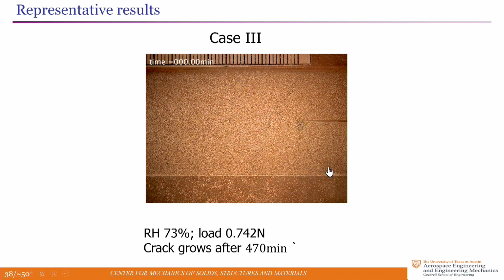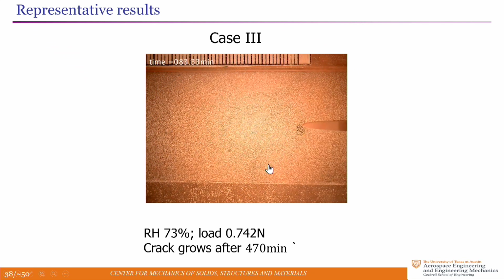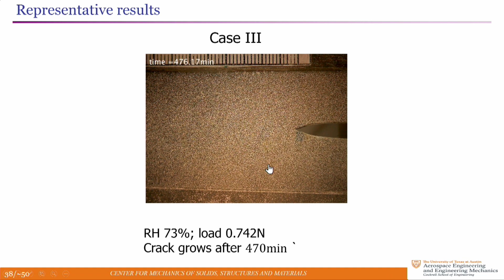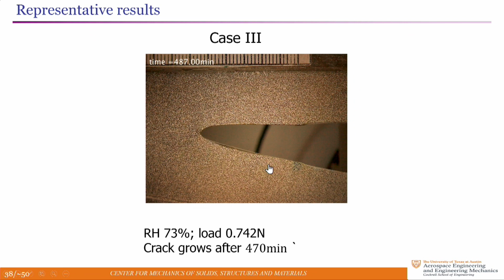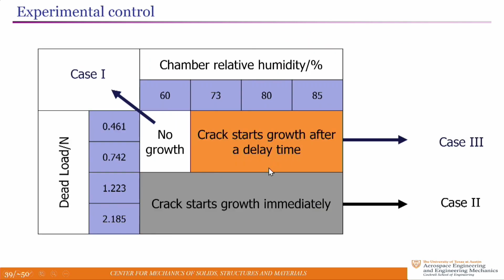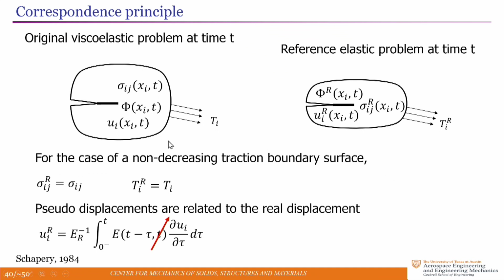The last one is what I've labeled case 3, at equilibrium humidity. So again, there's no poroelastic diffusion overall, but the load is such that the crack remains stationary for about 470 minutes, and then it starts to grow, and it grows fairly rapidly. In the next few minutes, it goes over the entire length of the specimen. So as you increase the load, the crack starts to grow sooner and sooner, but as you decrease the humidity, the crack growth rate keeps dropping significantly. So that's all the experiments are going to tell.